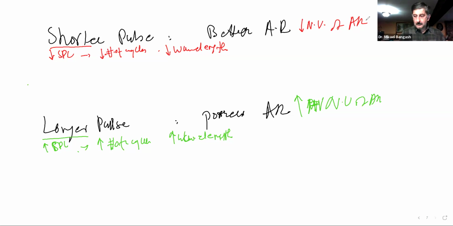But guys, if I said that we have two transducers that produce pulses with the same number of cycles, but one has a greater period and one has a shorter period, would you be able to tell me which one will produce a good axial resolution and a poor axial resolution?